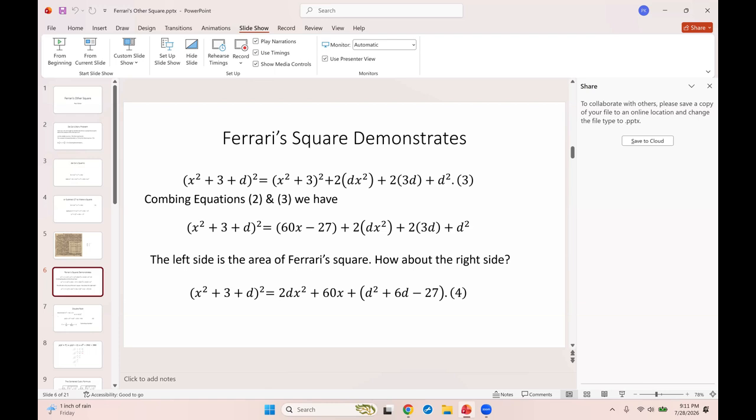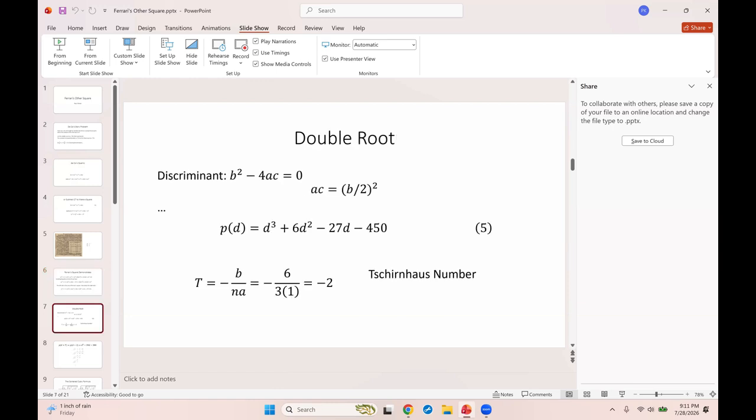So the left side's the area of Ferrari's square. How about the right side? How is that a square? Well, it's a square if you have a double root. And that occurs when the discriminant is 0. And you can actually solve that to get another condition for having a double root. And actually, AC equaling B over 2 quantity squared is the way that Cardano looked at it in Ars Magna.